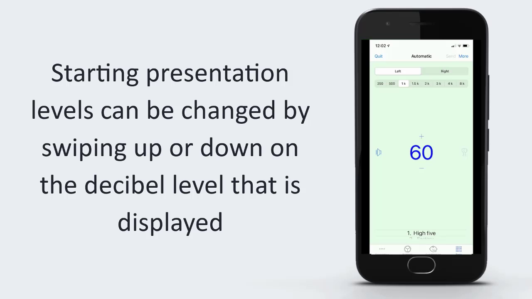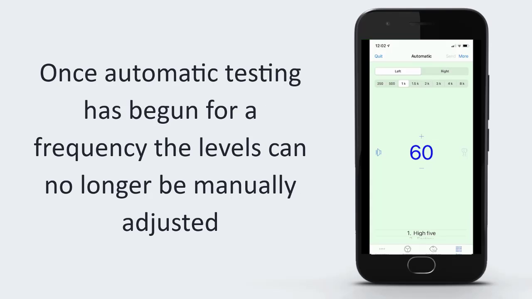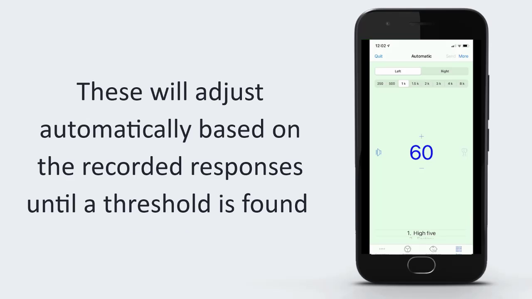Starting presentation levels can be changed by swiping up or down on the decibel level that is displayed. Once automatic testing has begun for a frequency, the levels can no longer be manually adjusted. These will adjust automatically based on the recorded responses until a threshold is found.